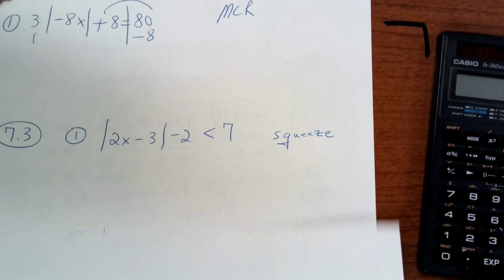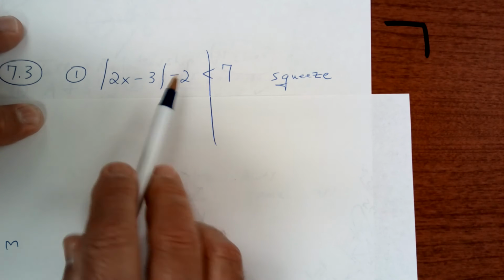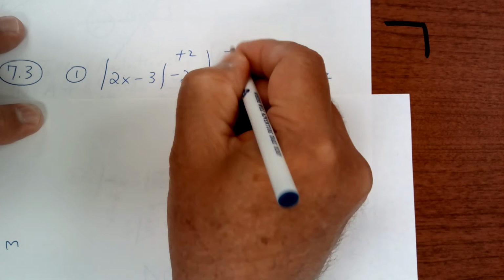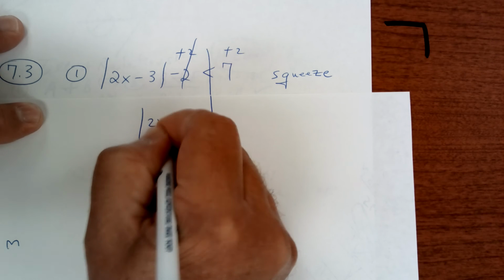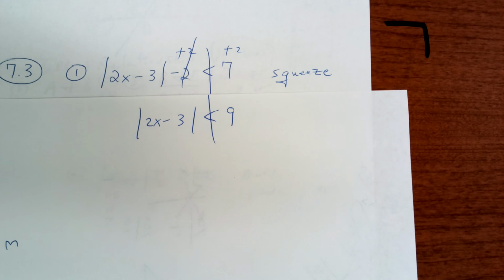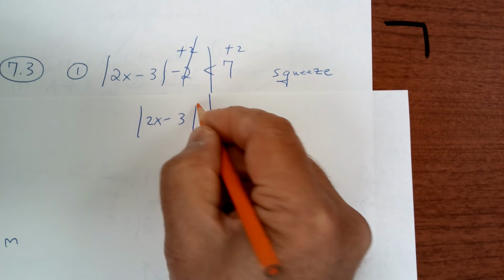All right, we're moving on to the next section, 7.3. And there's some things you have to pay attention to. Notice how, first of all, the inequality is not by itself. So what you want to do is add 2 to both sides. So you're going to get this. Okay? That's the first thing you're going to do. Now notice that the inequality is facing towards the absolute value. If it faces towards the absolute value, see how this arrow points to the absolute value?